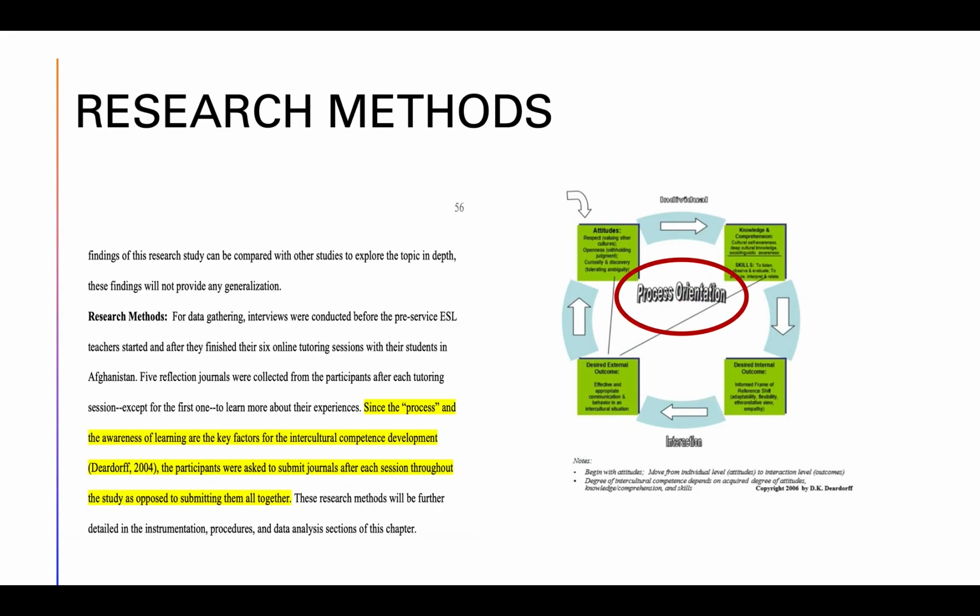So research methods too. It also affected the way I collected data because, as you see, all these components are based on process orientation. So I asked my participants to submit their journals after each online tutoring session to be able to see the intercultural competence development process rather than the outcome. So it affected my data collection methods.